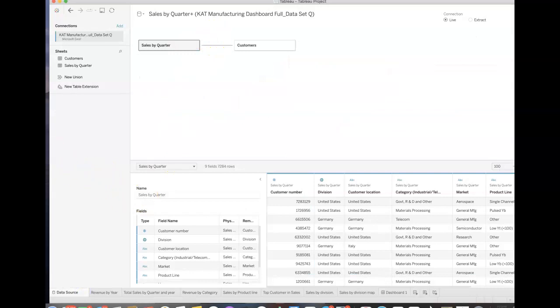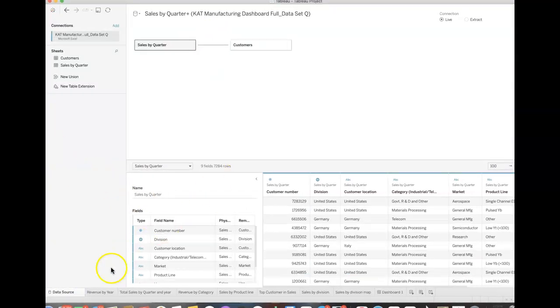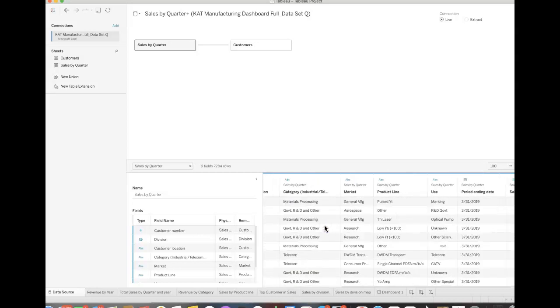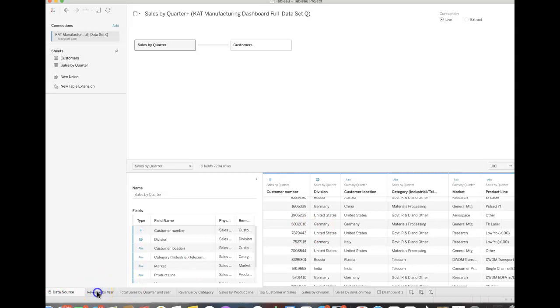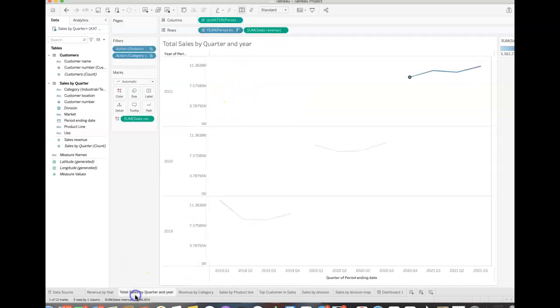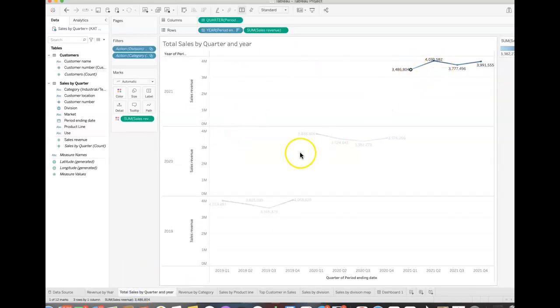So here is my Tableau desktop where I have multiple sheets and then a dashboard and an interactive dashboard to connect with the audience. My first sheet shows the data source, which is customer number, division, customer location, all of the basic information a company would want to know. Here we see revenue by year. So this is each year, and it shows the amount of revenue. Total sales by quarter and year, which is nice because you can click on the individual quarter of a year and see the specific revenue.